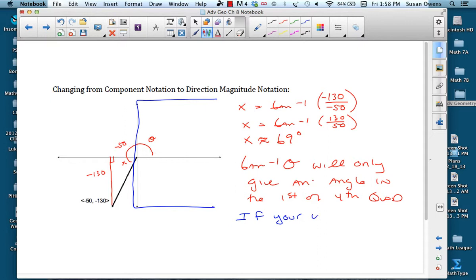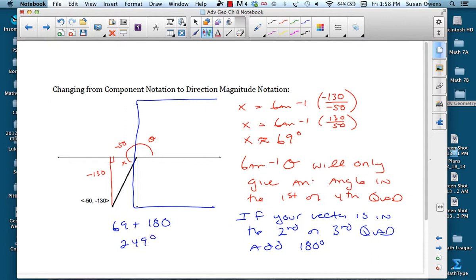So if your vector is in the second or third quadrant, add 180 degrees. My answer would actually be 69 plus 180, which is 249 degrees. Okay. Yeah, but isn't the angle of x still 69?